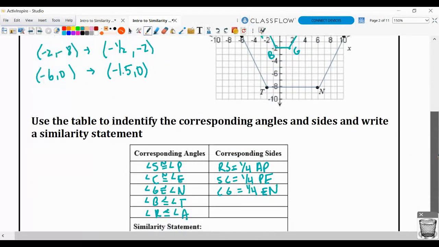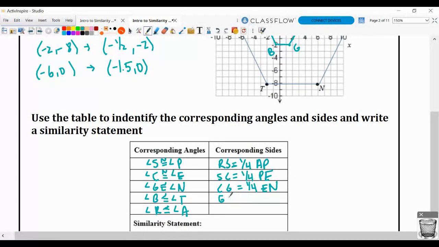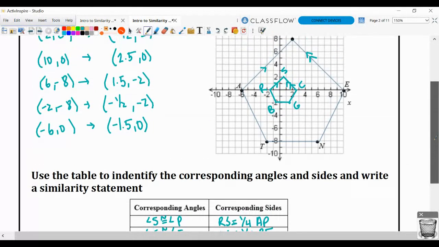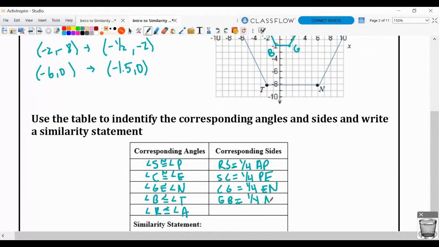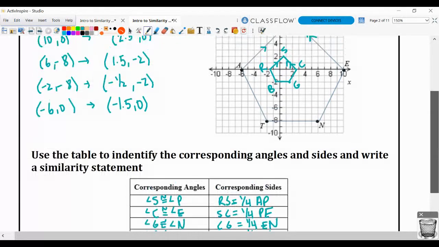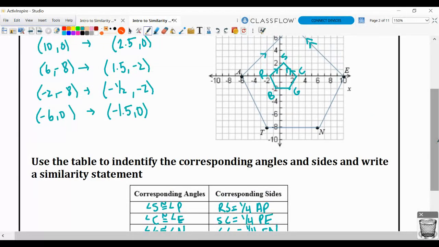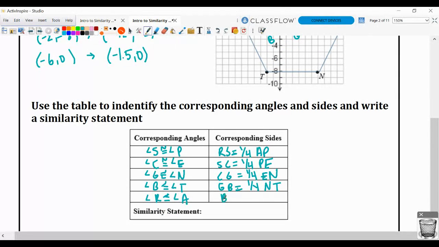What else do we have? CGB is 1/4 of NT. And finally, so I've gone all the way around, BR is a fourth. These have the corresponding sides and the corresponding angles are separate.